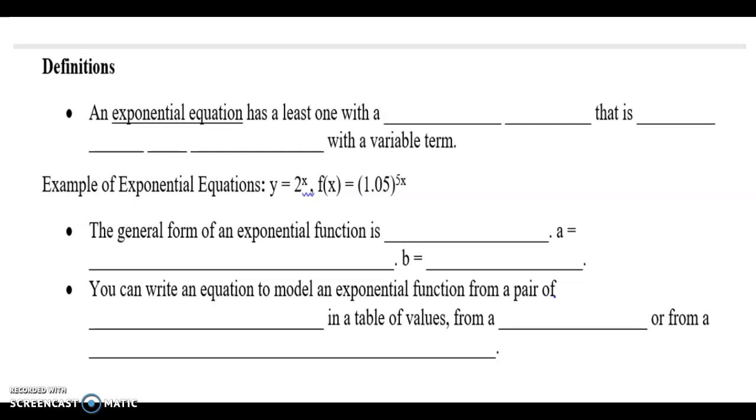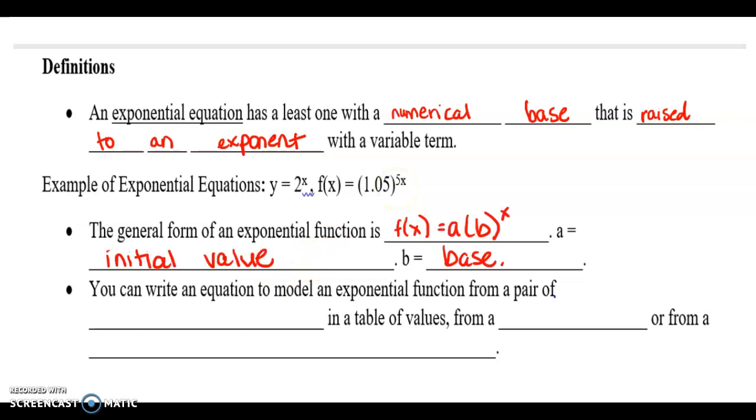Today we're talking about Skill 16, representing exponential functions. So we have some definitions for you. The first is that an exponential equation has at least one term with a numerical base that is raised to an exponent with a variable term. An example of that could be y equals 2 to the x power. We have the numerical base, which is 2, and the exponent with the variable in it, which is just 1x, or 1.05 raised to the 5x power.